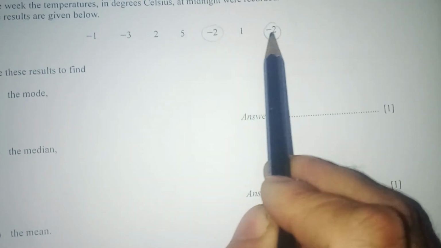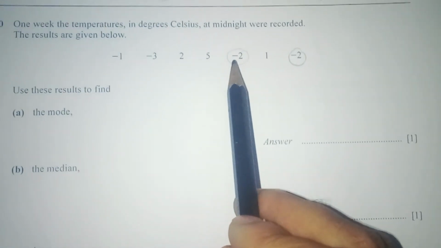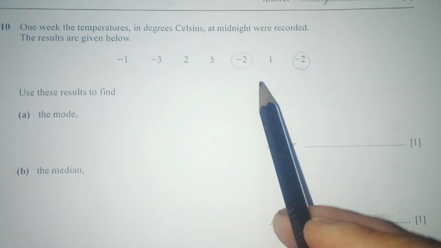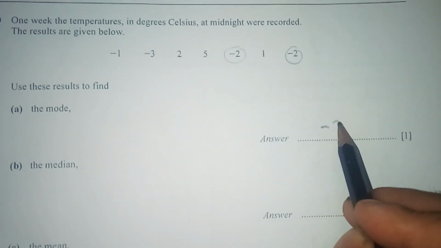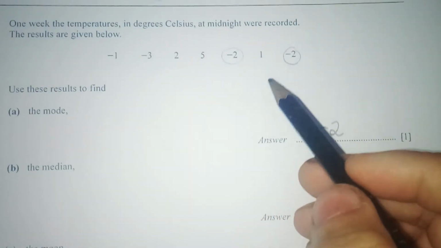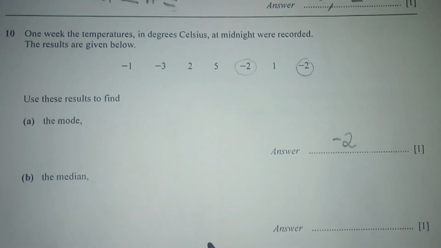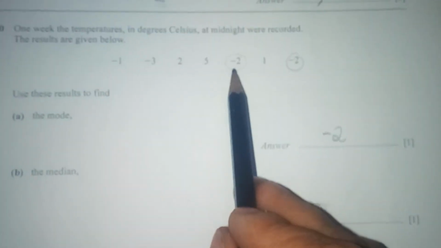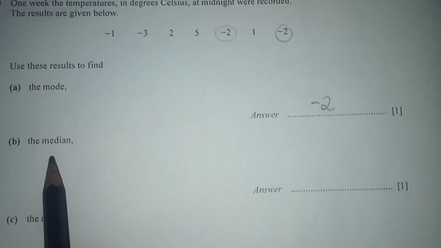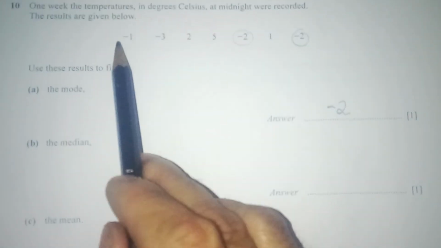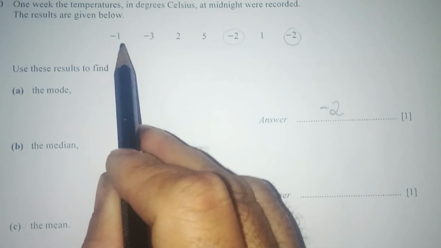This minus 2 repeats 2 times, and 1 comes only 1 time. So this number is repeating the most. It comes a greater number of times as compared to the rest of the numbers. So the mode is minus 2 because it has repeated more as compared to the rest of the numbers. So this is the most frequent number in the data. Okay, the median, for median we have to remember, we have to arrange the numbers. So first let us arrange these numbers.